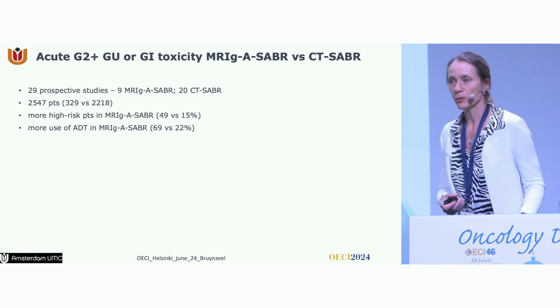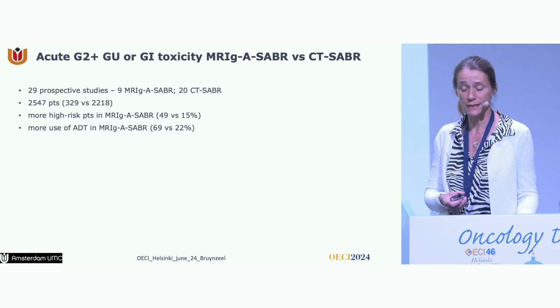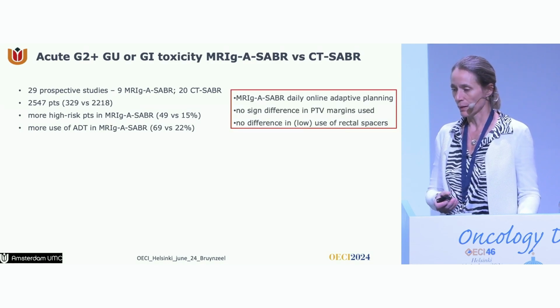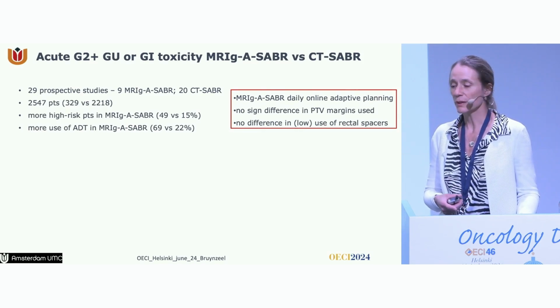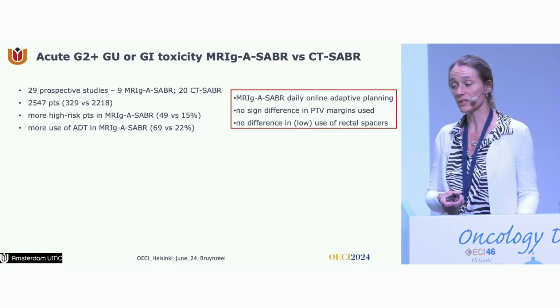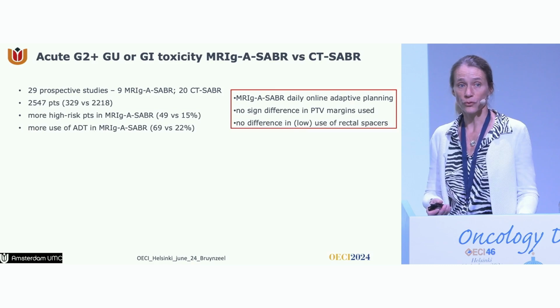Finally, 29 prospective studies were included with more than 2,500 patients. There were more high-risk patients and therefore a higher use of ADT in the MR group. So the MR group was with daily online plan adaptation, but between the 2 groups there was no significant difference in PTV margins used or in the use of rectal spacers.